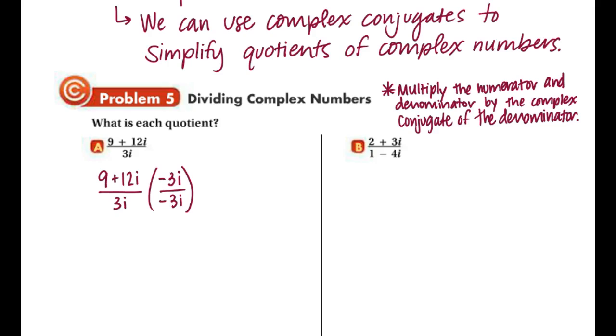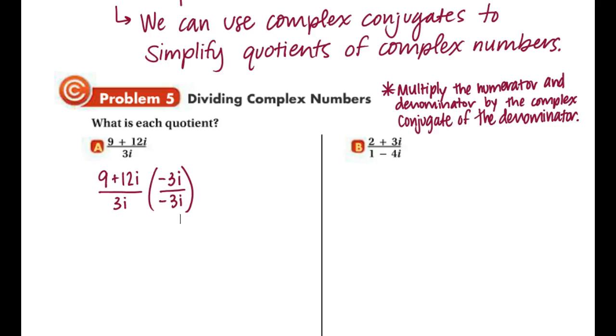In part A, we are given the complex number 9 plus 12i over 3i. So what we want to do is multiply that complex number by the conjugate of the denominator. The conjugate of 3i is -3i because they are opposite signs. When we multiply by -3i over -3i, we're essentially just multiplying by 1. So that's okay. We're just changing the form. We're not changing the actual value.